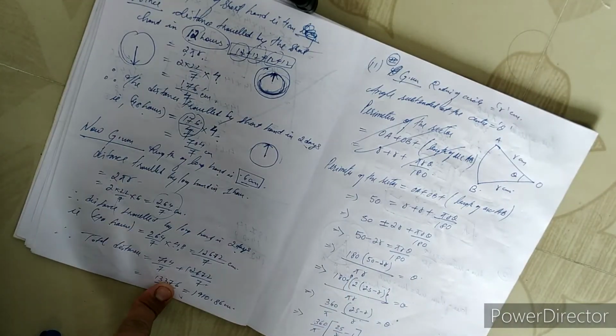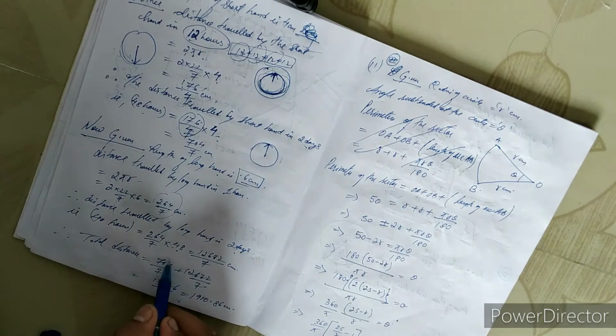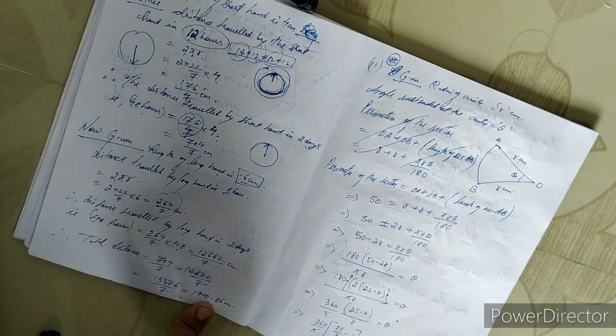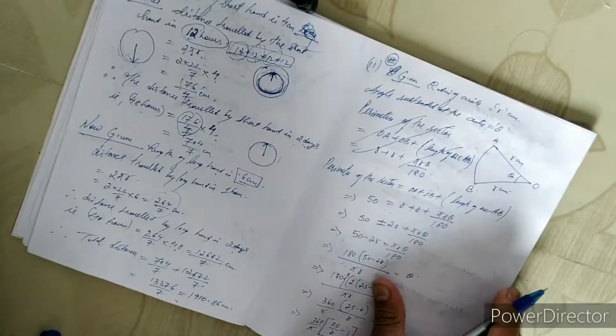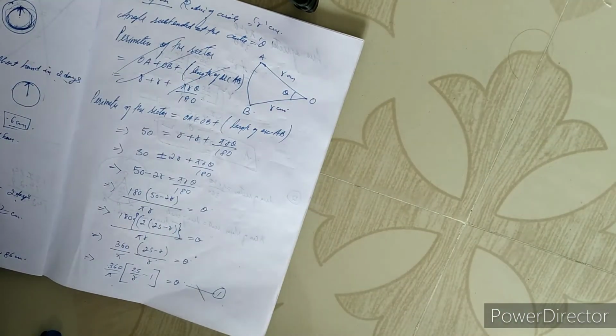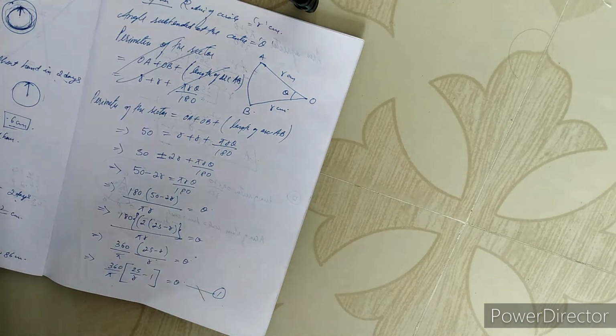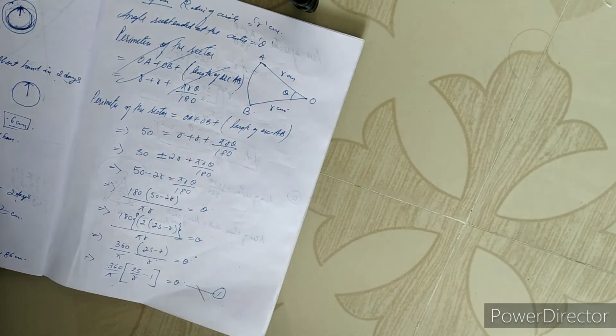So this question is again very important. Then the total distance, you just have to add it. Whatever you got by the hour hand and minute hand, just add it and you will get the answer. I hope you got it. And question number 11. Question number 11 also you can check. It's not hard. This question also we have done previously.